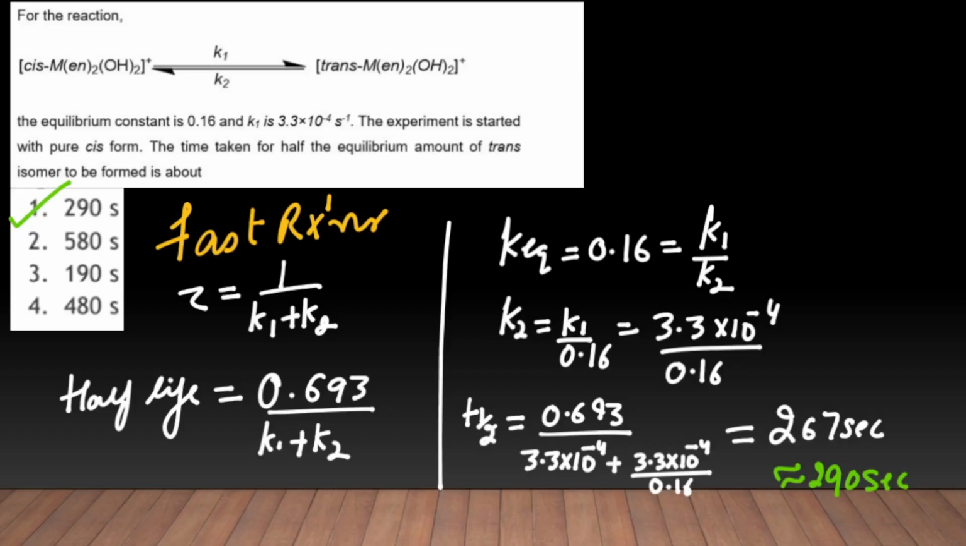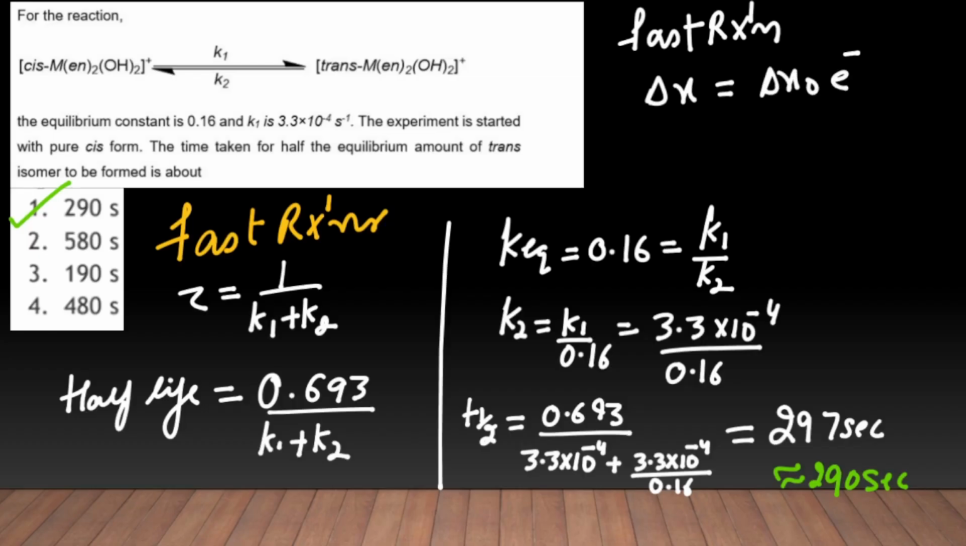This is the one. So this solution will give you not the 267, it will be 297. Okay, so this is close to the 290 seconds only. And one more equation is there for the fast reactions, that is delta x is equal to delta x naught e raised to the power of minus of the k1 plus k inverse of the time t, where k1 is the rate constant for the forward and this is for the backward direction.